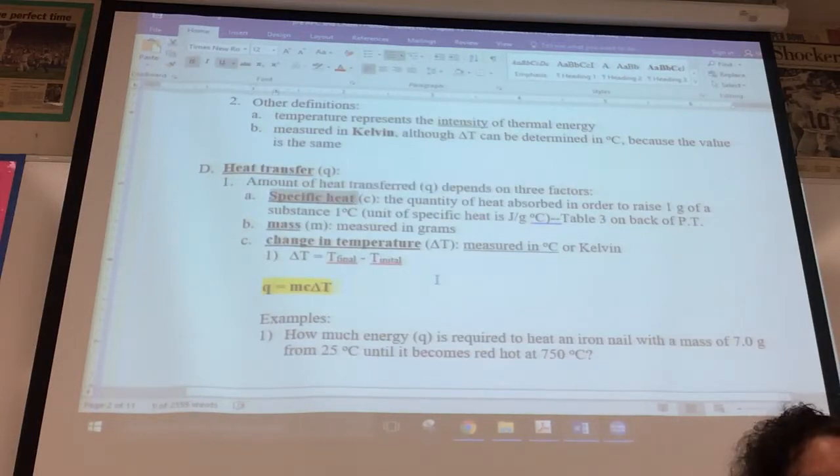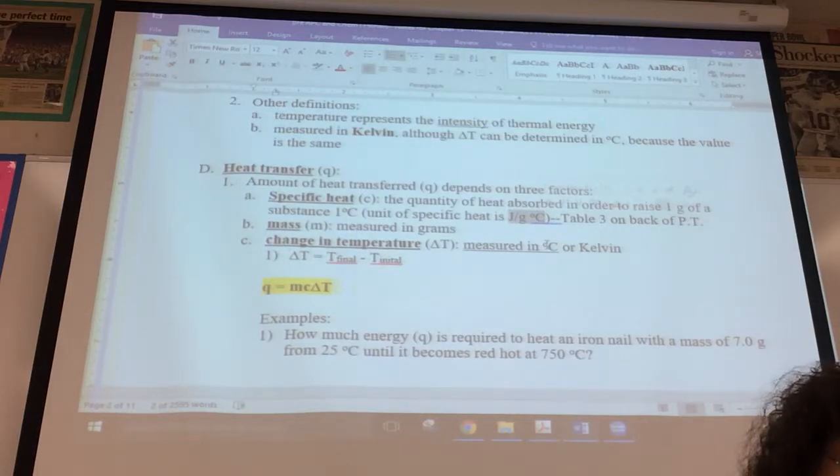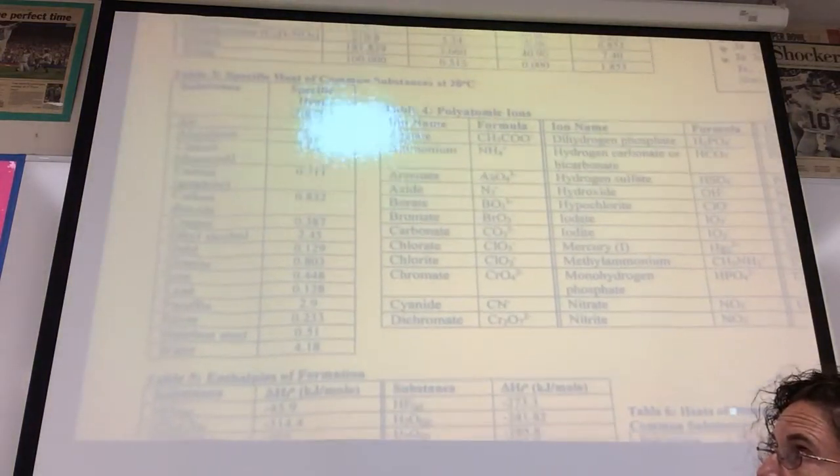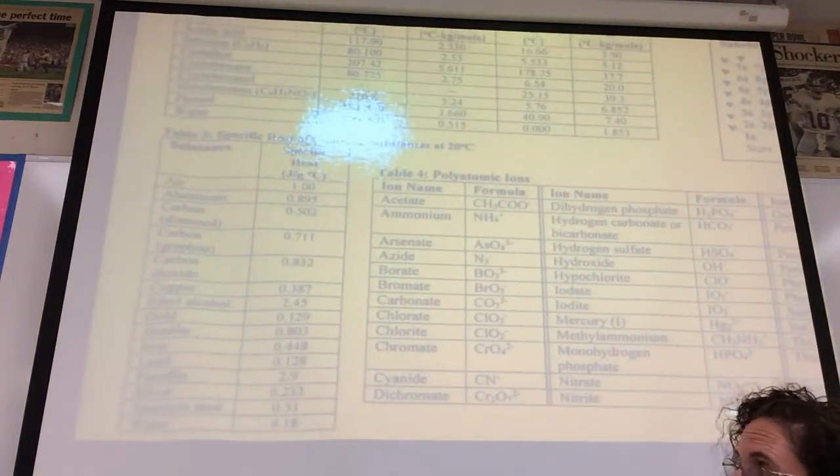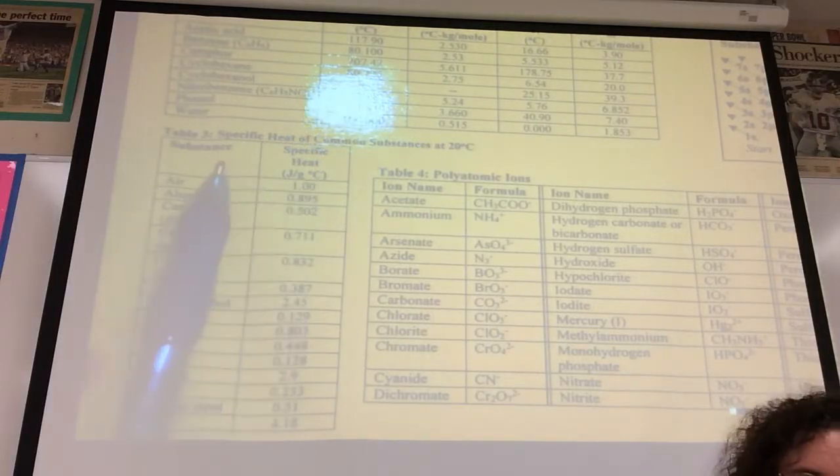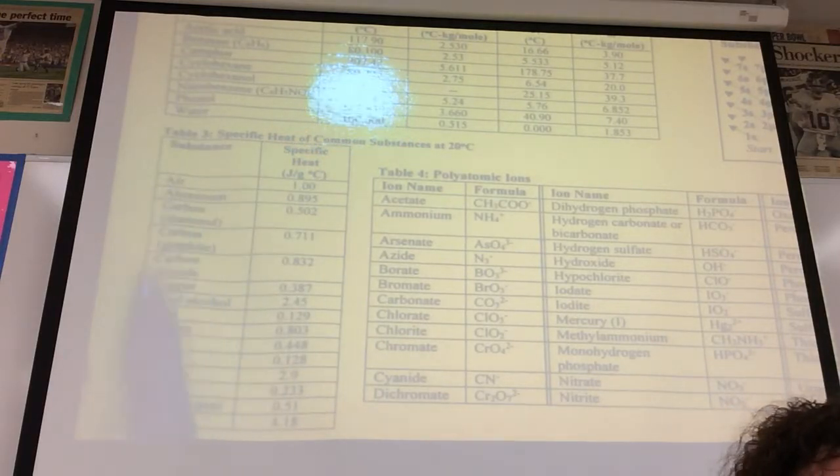The specific heat. That's the quantity of heat that gets absorbed to raise 1 gram of a substance 1 degree Celsius. Your unit will be joules per gram degree Celsius. And each substance has a unique specific heat, and you will find these on the back of your periodic table. We will be using the remainder of the tables on the back. So table 3 is right here. You have different substances and their specific heats.